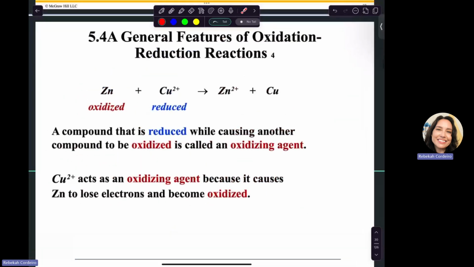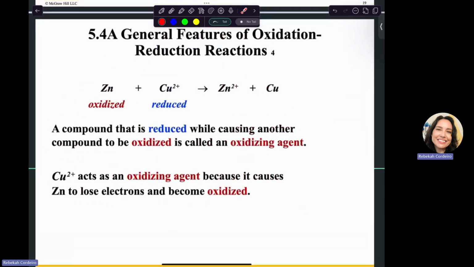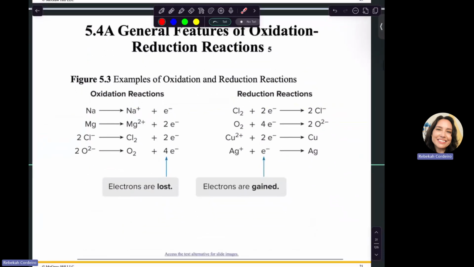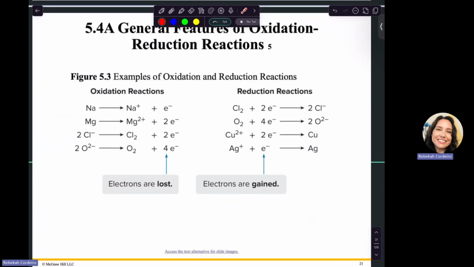We just talked about this, but the copper is the oxidizing agent because it is essentially taking zinc's electrons, making zinc become oxidized. So here are just some examples of oxidation and reduction reactions. Notice that in all of our oxidation reactions, the electrons are on the product side, meaning they're lost. And in all our reduction reactions, the electrons are on the reactant side, they're being put in.